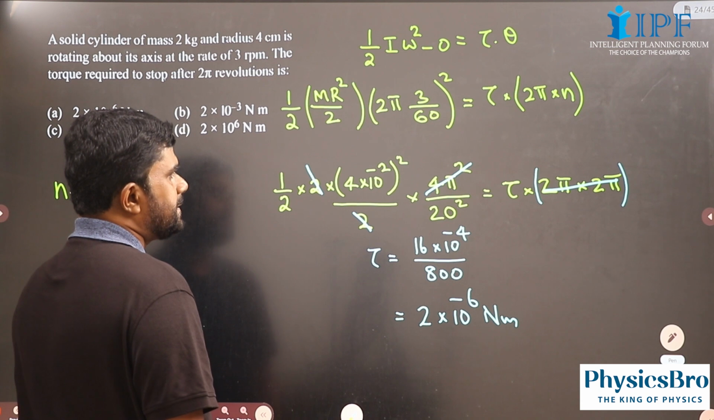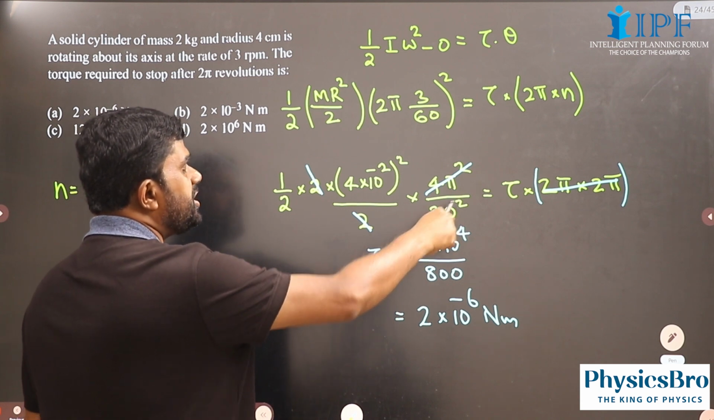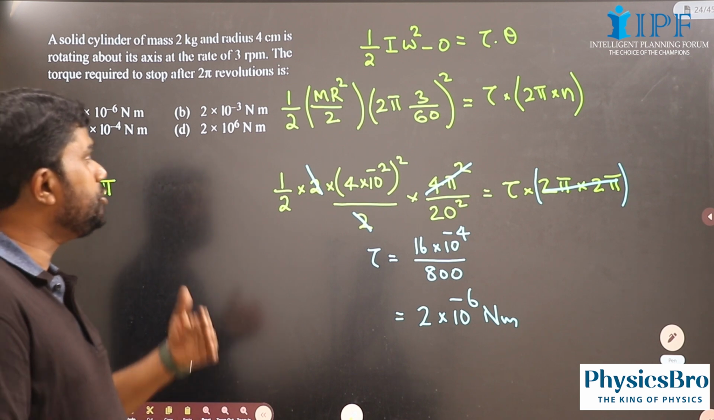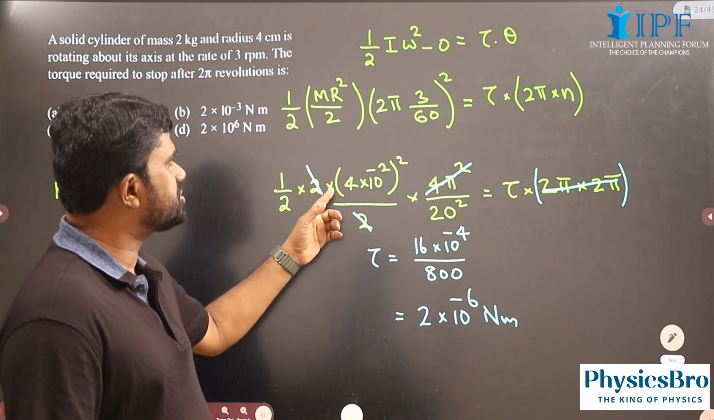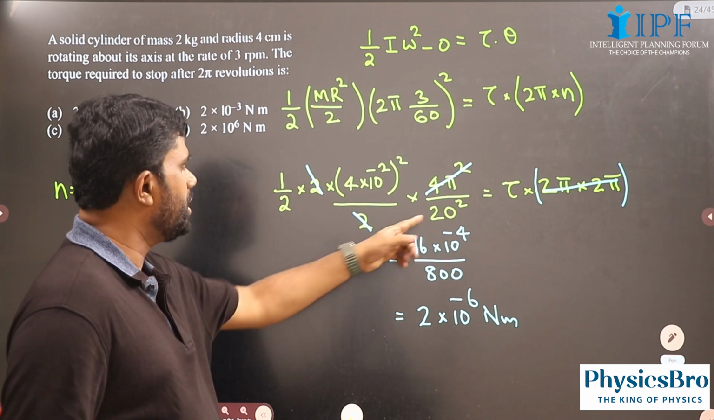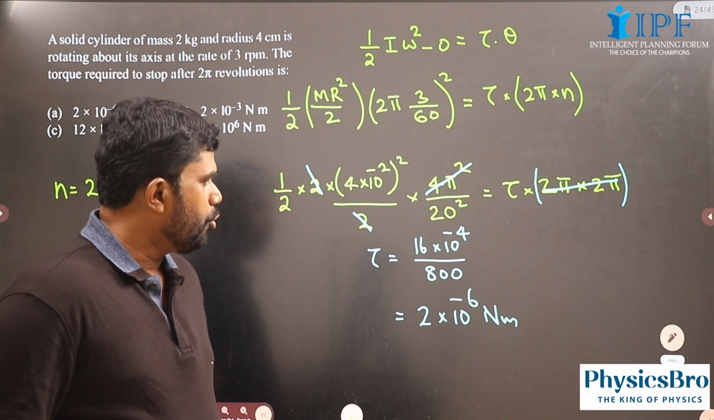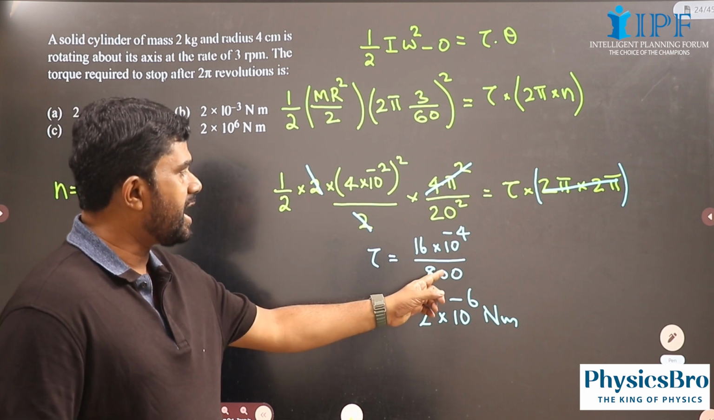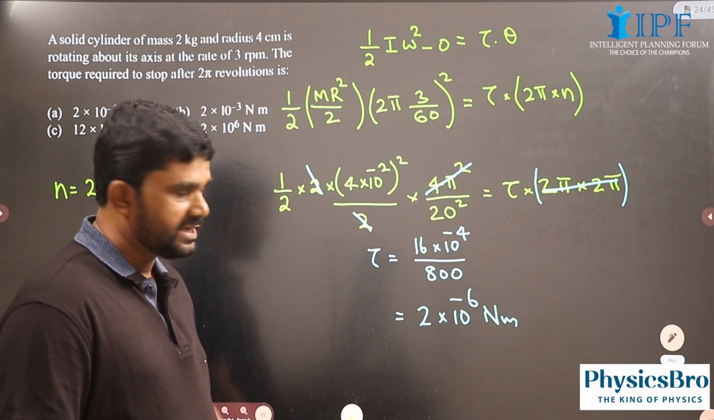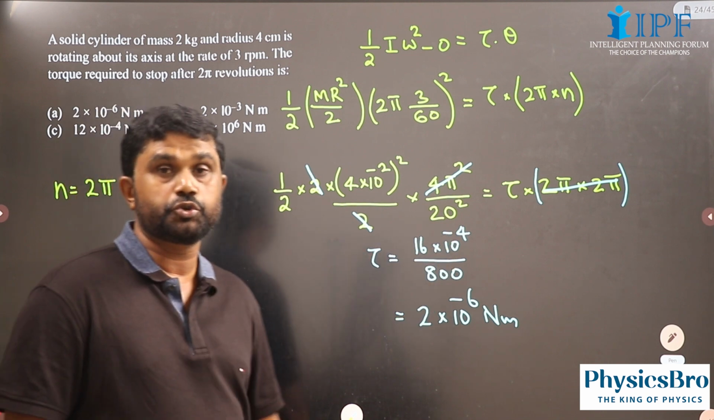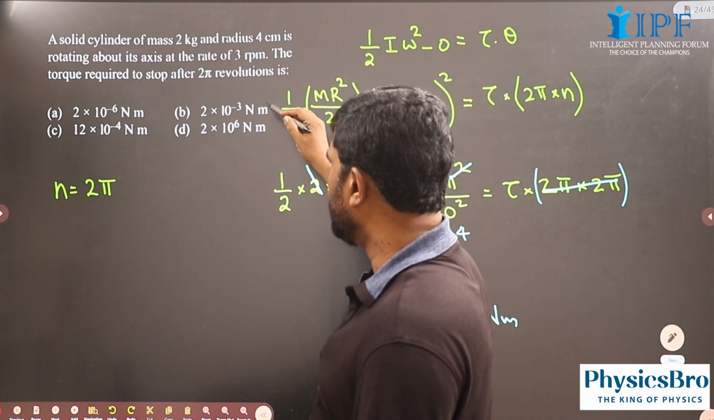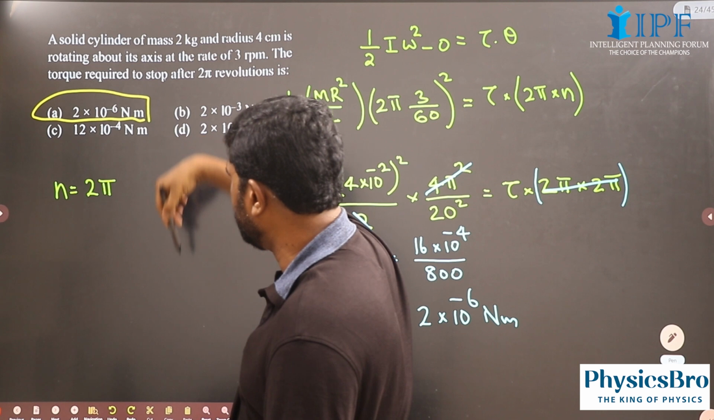And see here we have a 20 square, means it is 400. In the numerator we have 16 into 10 raised to minus 4. Here 400 into 2, that is 800. Now when this 100 is taken to the numerator, it will be 10 raised to minus 2. So it is 10 raised to minus 6. Then 16 by 8, that will be 2. So 2 into 10 raised to minus 6 Newton meter.